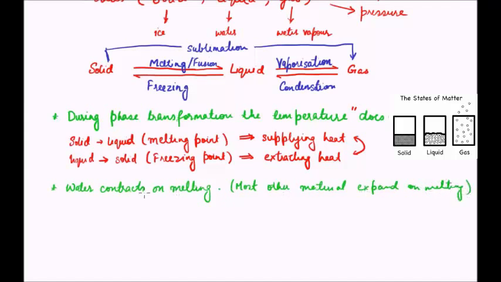Now the fact that water contracts on melting, that is, the volume of water is reducing when it is melting, has very practical implications to marine life, and we will see that in detail in the next lecture. But you need to know that this has very practical implications. Now what is the effect of pressure? How does changing the pressure affect the melting point?